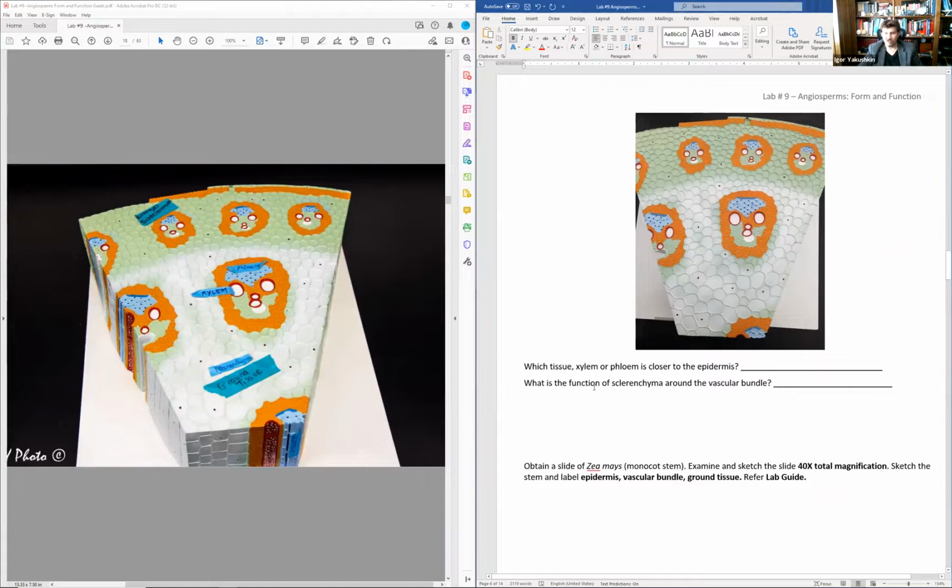What is the function of sclerenchyma around the vascular bundle? Any kind of sclerenchyma will provide mechanical support. So that's a mechanical support of the vascular bundle. Make sense? Yes, all good. Moving on. Okay. Phloem, xylem.